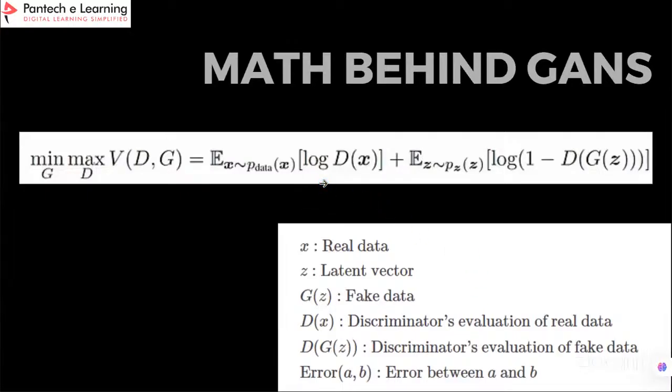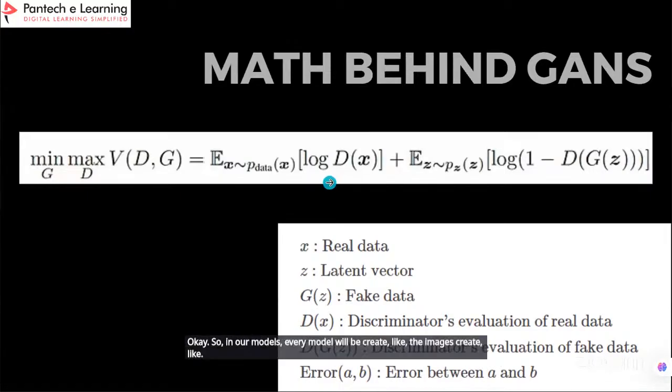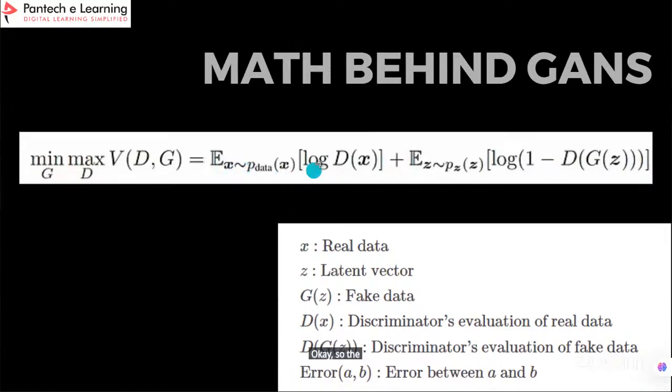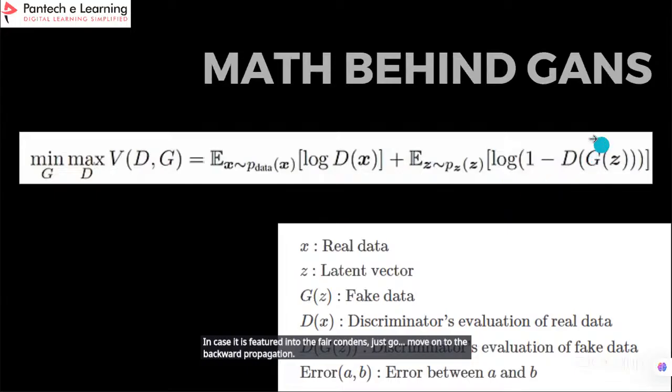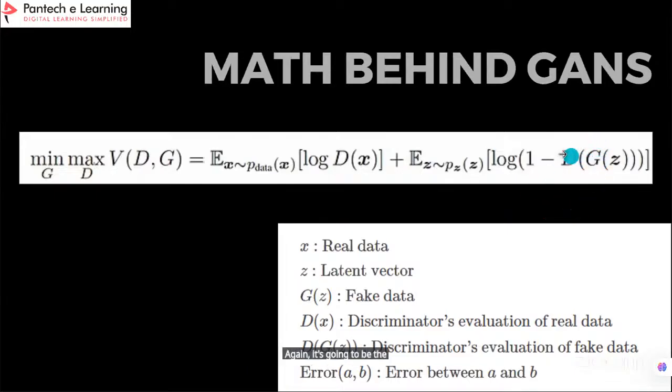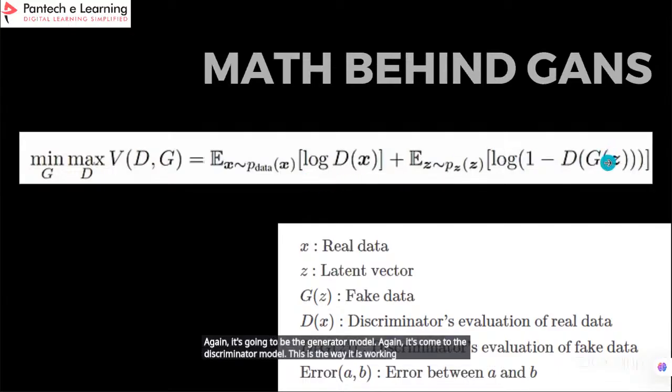So in our models, every model creates images like log files. The data will be passing through every place. The discriminator model will analyze it: is it real or fake? In case it is identified as fake, it moves on to backward propagation, then again goes to the generator model, and again comes to the discriminator model. This is the way it works. Just, okay, don't complicate this with the formula.